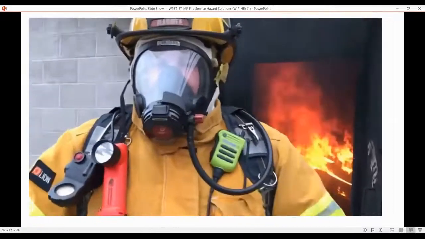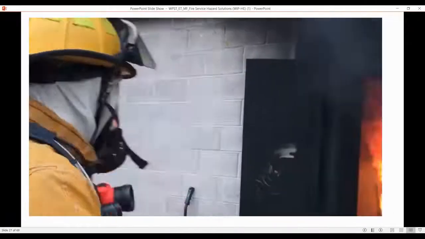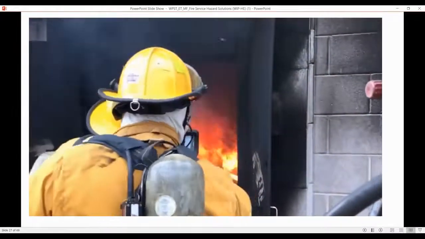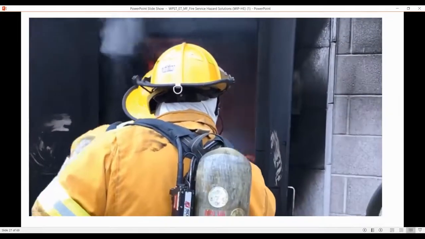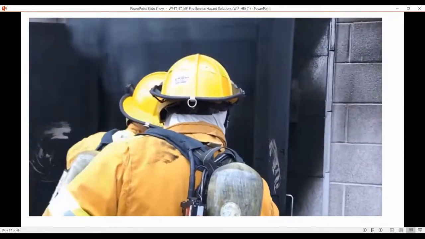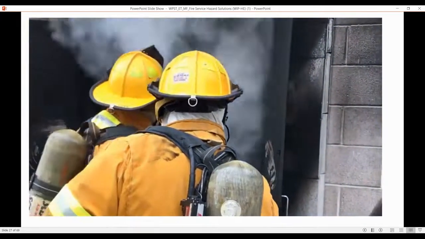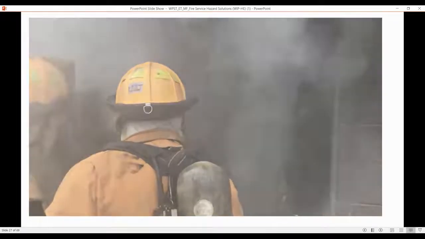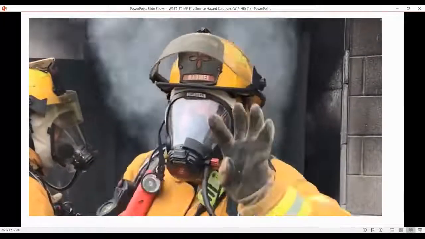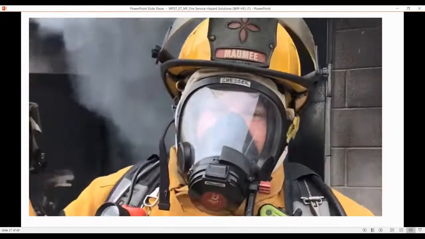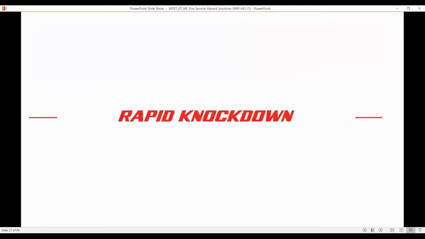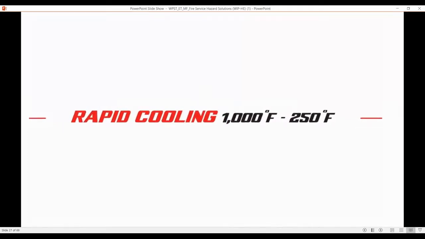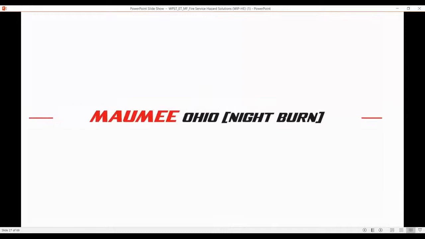1,200 at the base of the fire, 1,000 at the ceiling. At the base, 250 at the ceiling. So we went from 1,000 degrees at the ceiling to 250 degrees. We went from 1,200 at the base of the fire to 400.